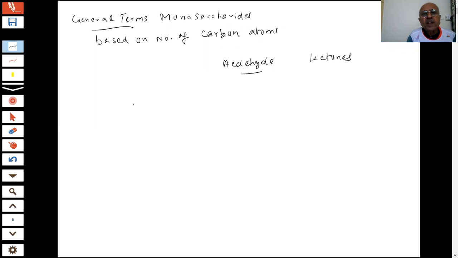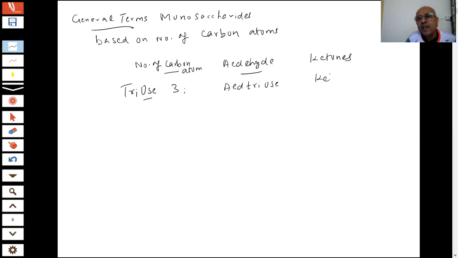And this is the number of carbon atoms. So if I put the number of carbon atoms 3, this is a triose. Triose means it is a carbohydrate, a monosaccharide, but there are 3 carbons in it. It can be aldotriose or it can be ketotriose.